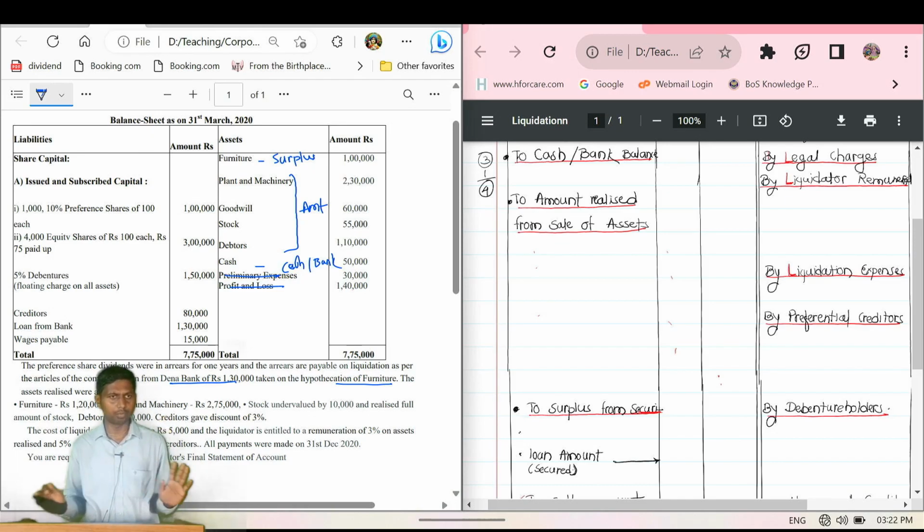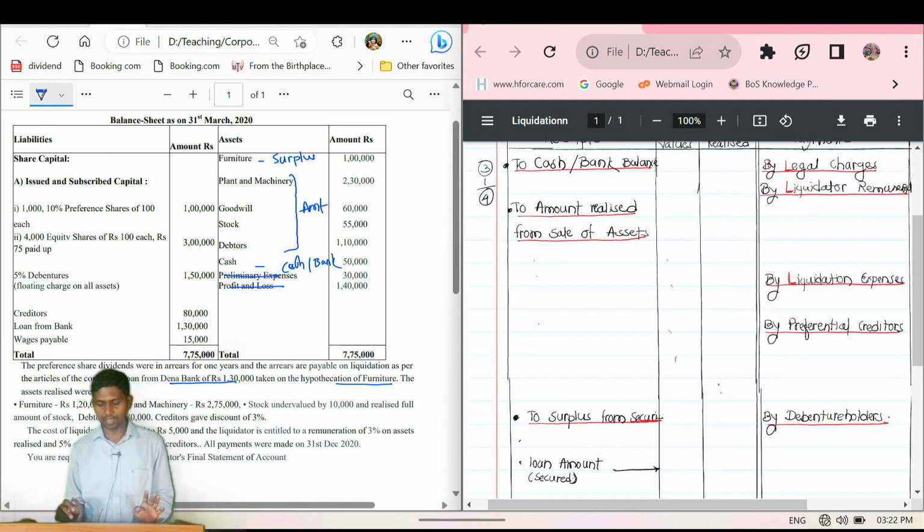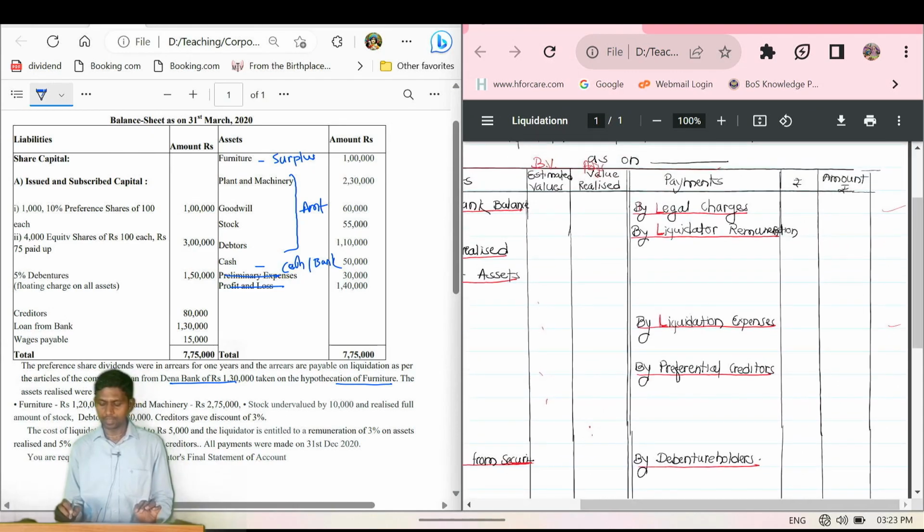Okay, this is all about your asset side, and then some items will not come, those fictitious assets you know, correct. After understanding, you can write the debit side very well, and by writing the debit side you will get 4 to 5 marks in the exam. After that you will find the credit side as well. On the credit side, the first item legal charges, second liquidator remuneration, and third liquidation expenses. All 3 are what? L only, triple L.